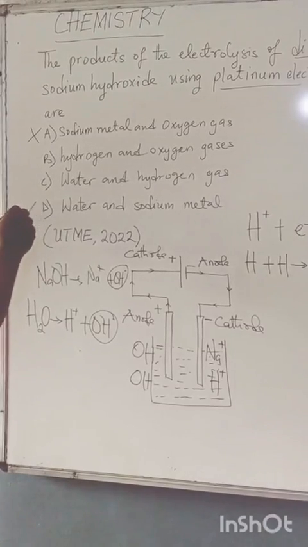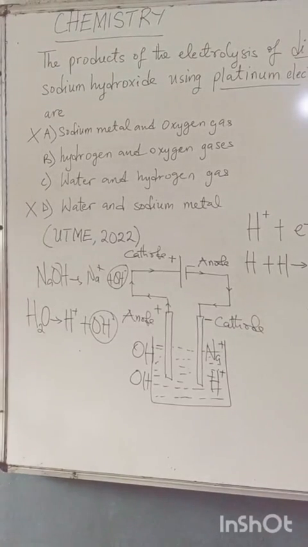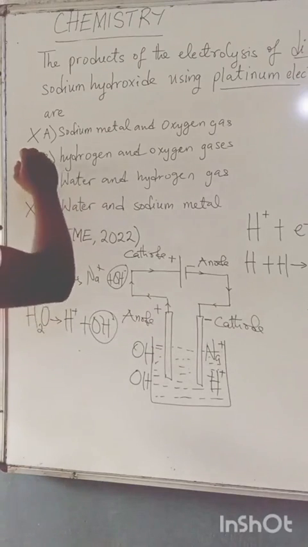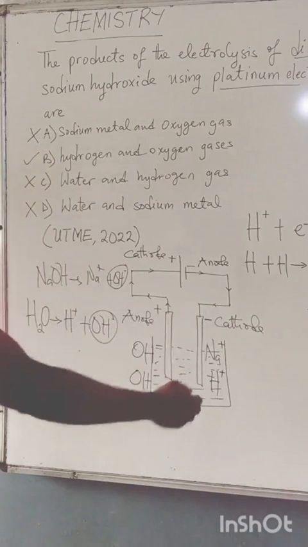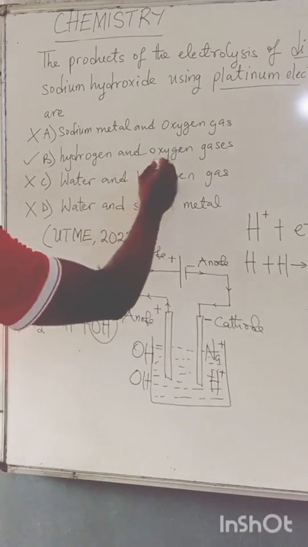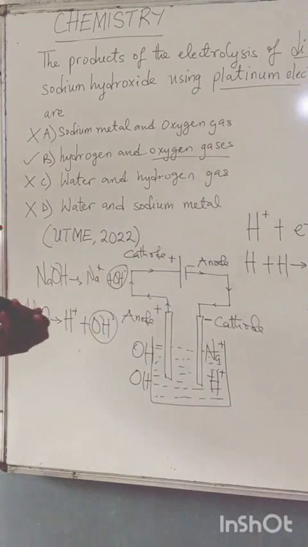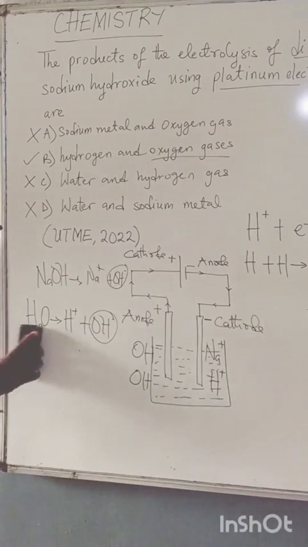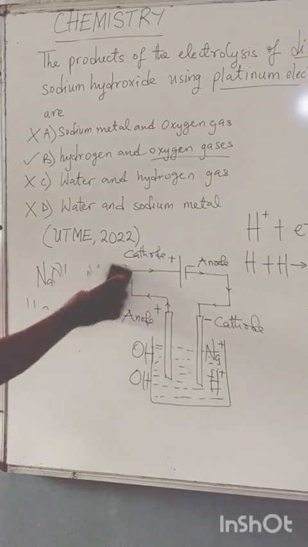Water can never be discharged in this process. Water can never be discharged. So the two options that contain water are off. Is that clear? We are left with this that says hydrogen becomes discharged at the cathode and then oxygen gas. Let's see what happens at the anode. At the anode, I'm going to wipe this so that I can explain what happens at the anode.